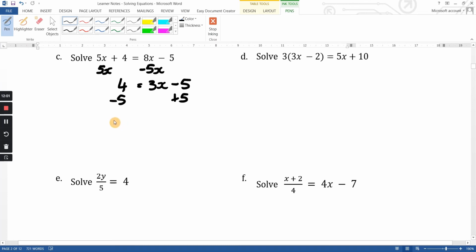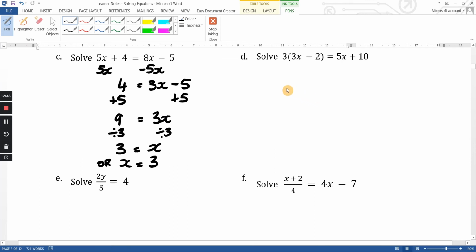That gets me 9 on this side, equal to 3x. And there's only one more step. Divide both sides by 3, so 3 equals x, or x equals 3 is the same thing. Yeah, the fact that the x is on this side makes no difference. You can switch it around. It's the same thing.